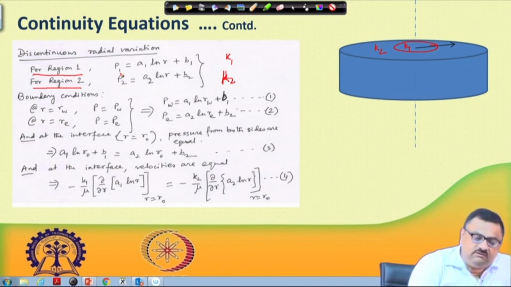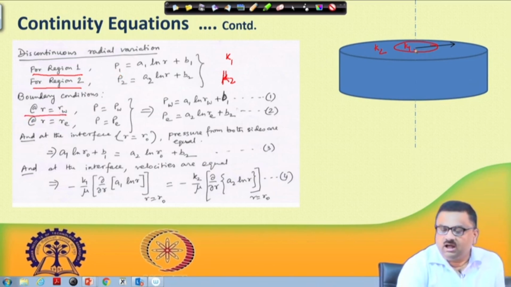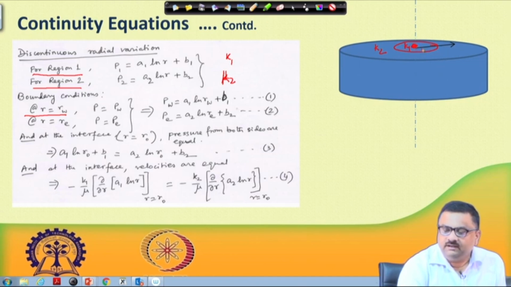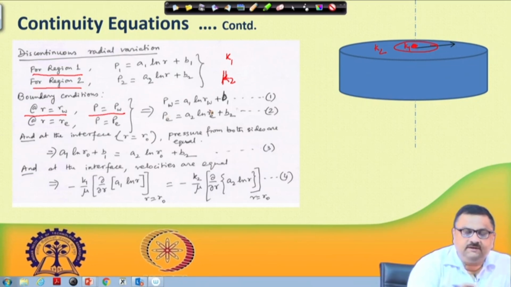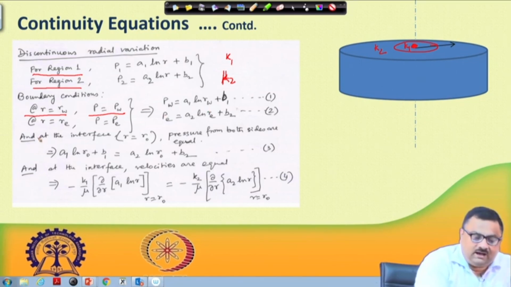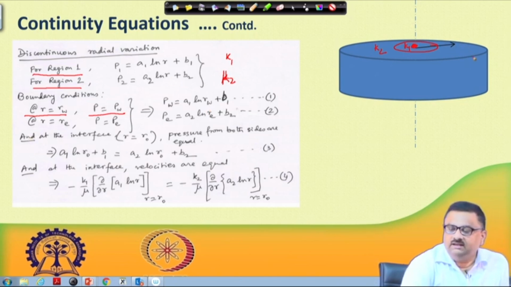Now, the boundary condition we have imposed is at R equal to RW, that means at the well. RW is the radius of the well. There the pressure is PW, and that has to be satisfied. So PW is equal to A1 ln RW plus B1. And at R equal to RE, RE is far away from this, let us say this radius is RE.